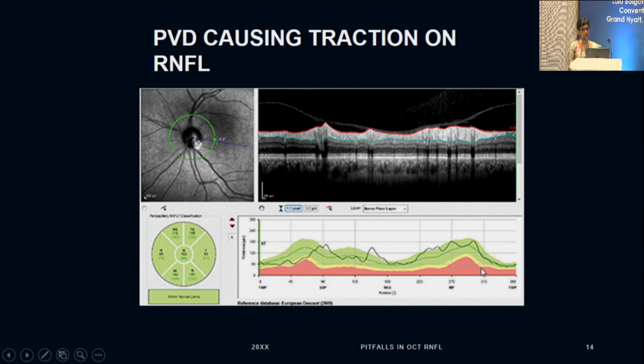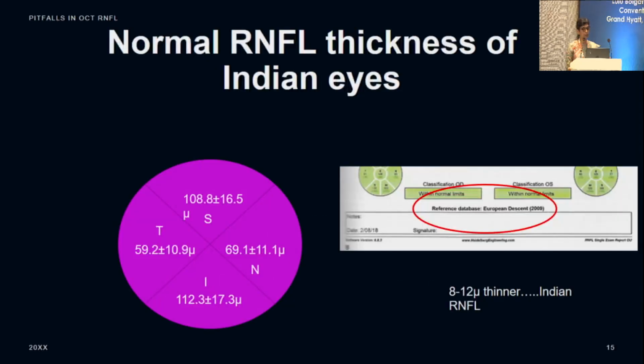PVDs cause traction, which causes misidentification of the RNFL. If you are assessing progression using the OCT, it gives us an appearance of progression when it is actually not there, because as the PVD progresses, the RNFL appears to thin out on the OCT.